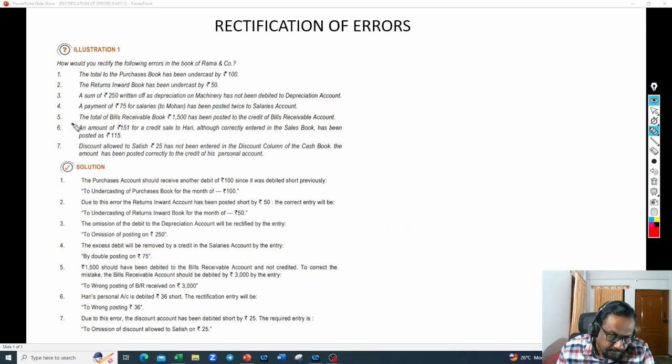A total of bills receivable book 1500 has been posted to the credit of bills receivable account. So whenever there is a bills receivable, what entry do we write? We first need to understand, because you have to have a thorough control on journal entries, guys. I'm telling you, if you do not have control on journal entries, it will be very difficult for you to go to the rectification of errors chapter.